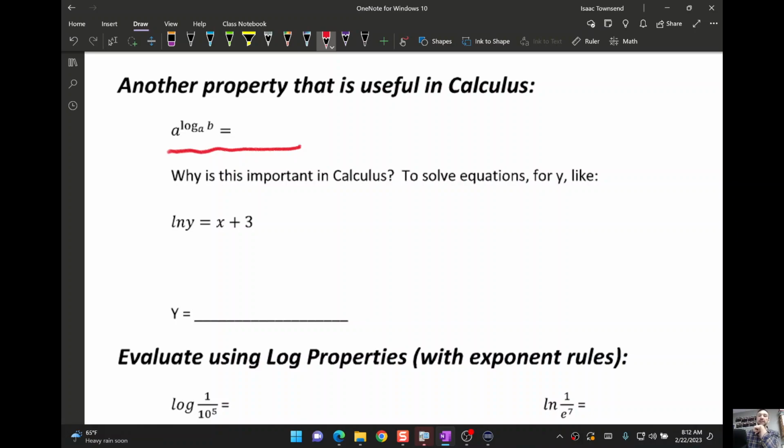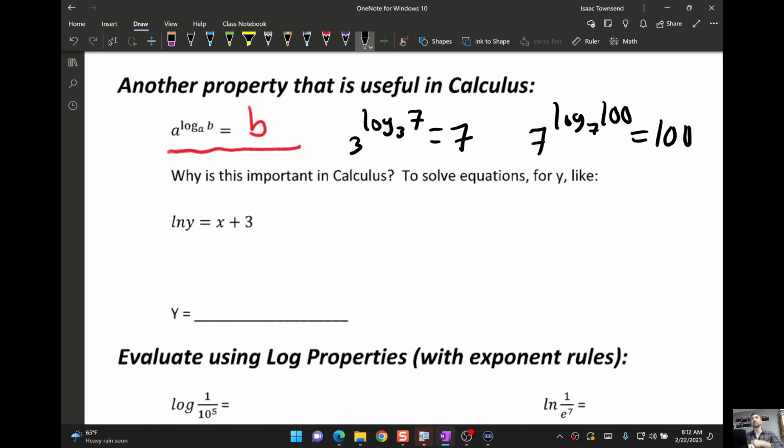So another property says if you have a number whose exponent is a log and it's the base of some number of something, all of that just simplifies to be the something. So let's maybe write out a few examples. 3 to the log base 3 of 7 is just going to be 7. As long as this number and this number are the same, it's going to simplify to be what you're taking the log of. So we will want you to be able to do questions like that.